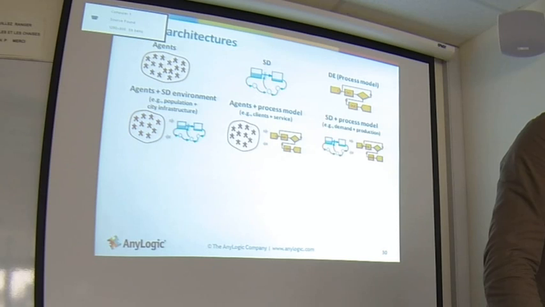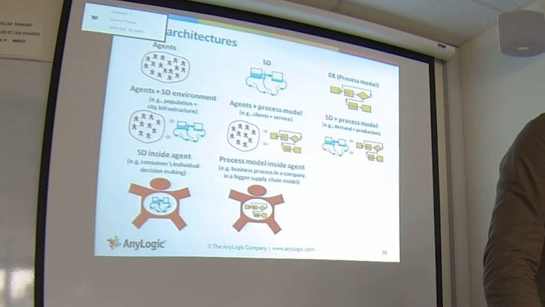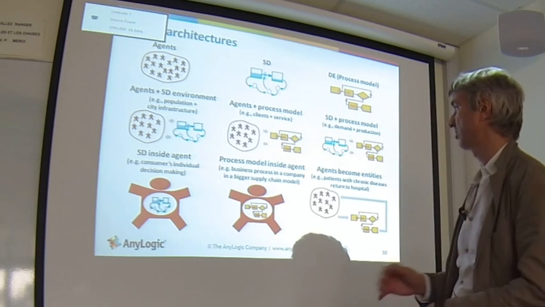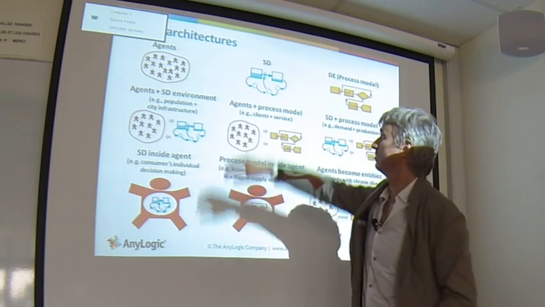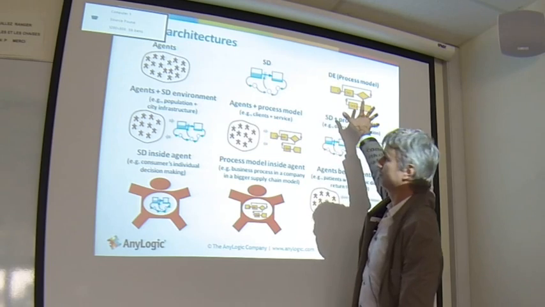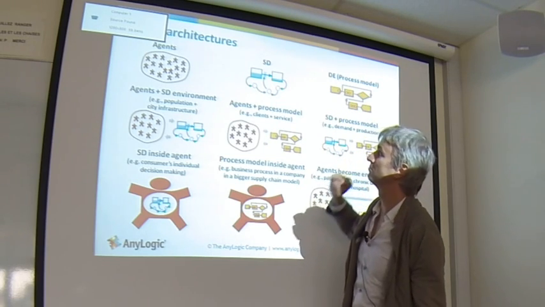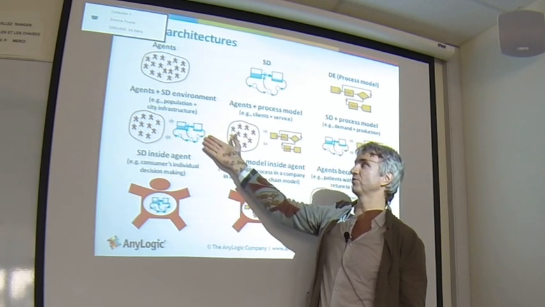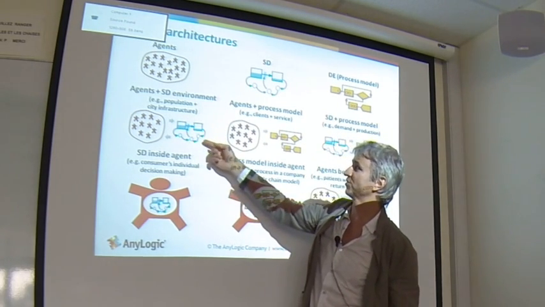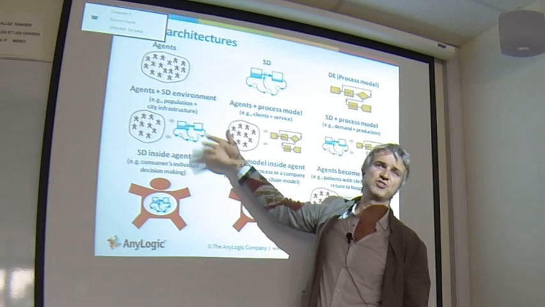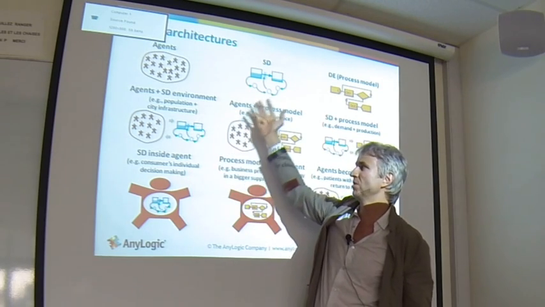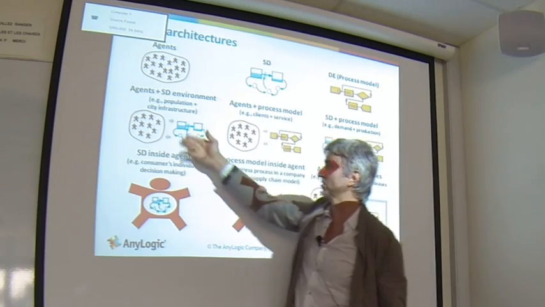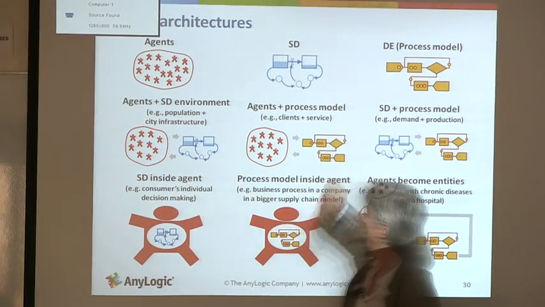These are architectures that you can build with AnyLogic. Just some examples. Pure agents, pure SD, pure discrete events. Then agents in system dynamics environments. System dynamics, for example, models how the city infrastructure develops. I don't know, jobs, housing, taxes, etc. Agents are people.